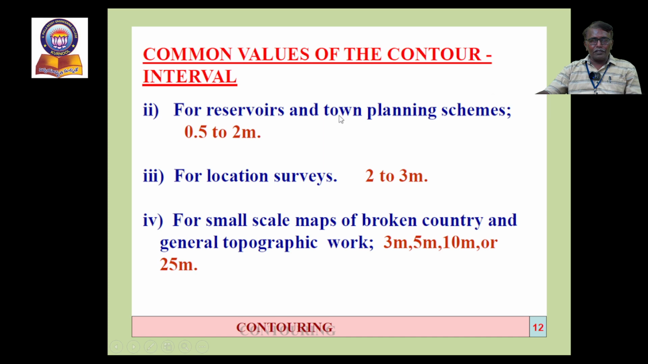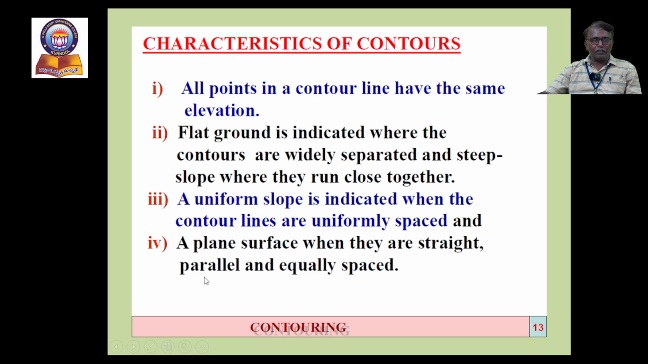Next, for reservoirs and town planning schemes, the contour interval may be selected between 0.5 to 2 meters. For location surveys, the contour interval may be 2 to 3 meters. For small scale maps of broken country and general topographical works, the contour interval may be 3, 5 or 10, or even 25 meters may be taken.